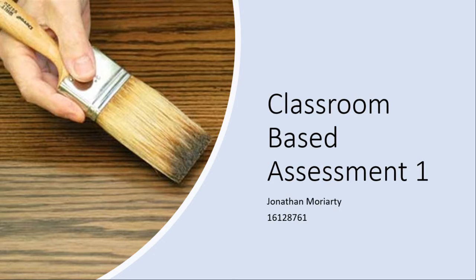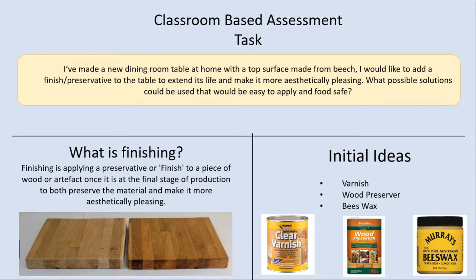So you can see here we have our classroom-based assessment task, and it's that I've made a new dining room table at home with a top surface made from beech. I would like to add a finish or preservative to that table to extend its life and make it more aesthetically pleasing. What possible solutions could be used that would be easy to apply and food safe?